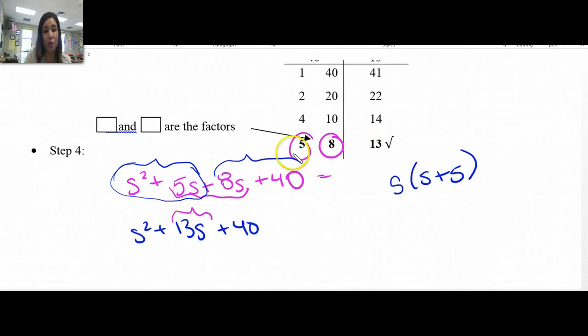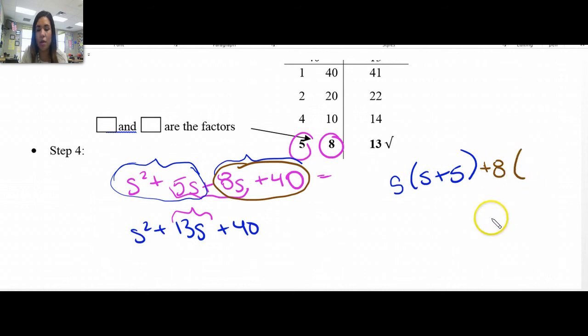And now I'm going to look at my second group. In my second group, I see that I can divide both of these by 8. So if I take out an 8, I'm taking out a positive 8. Okay, so I take that out, I would be left with s plus 5. So if you notice, I was left with the same thing inside the parentheses.